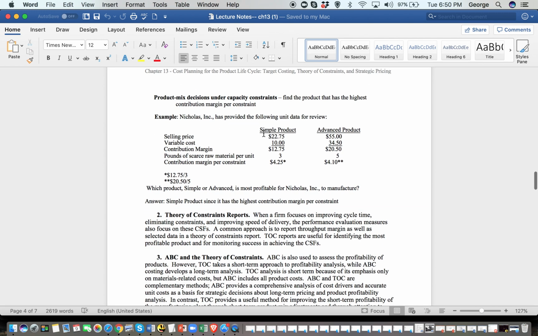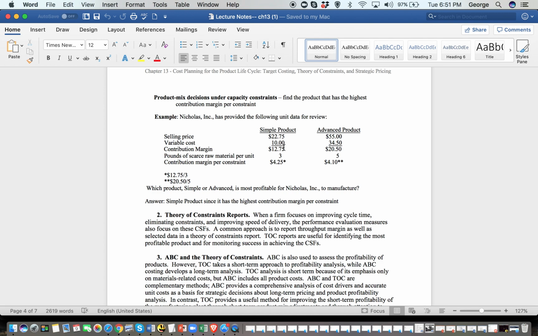All right, so I've got two products, simple product and advanced product. And if you're looking at them, you say, hey, build more advanced products. You don't have excess capacity. You're selling everything you're building. Build the advanced product because their contribution margin is $20.50. But when you examine further, say, well, what's the contribution margin per constraint? Raw materials is my constraint. And it takes 3 pounds of raw material to build simple and 5 pounds for advanced.